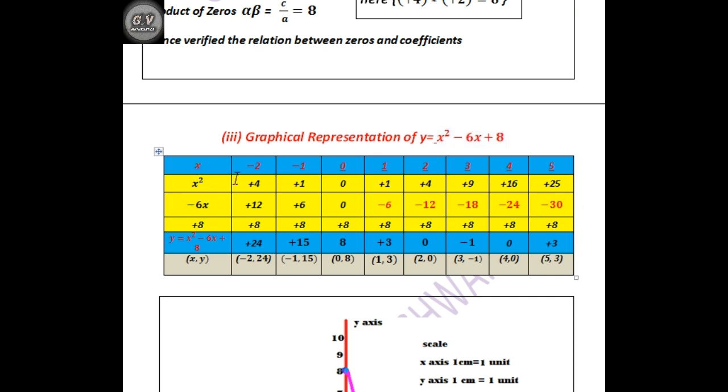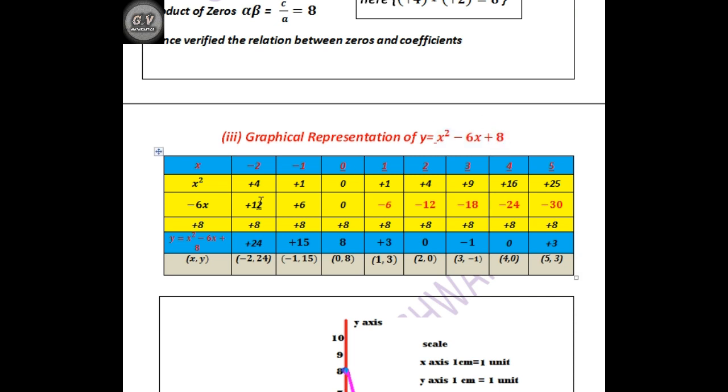Next, the x values are multiplied by 6. Multiplying by 6 times, it is increasing. 6 twos are 12, 6 ones are 6, 6 zeros are 0, 6 ones are 6, 6 twos are 12, 6 threes are 18, 6 fours are 24, 6 fives are 30. So all the values of x are multiplied by 6, and the signs also change.